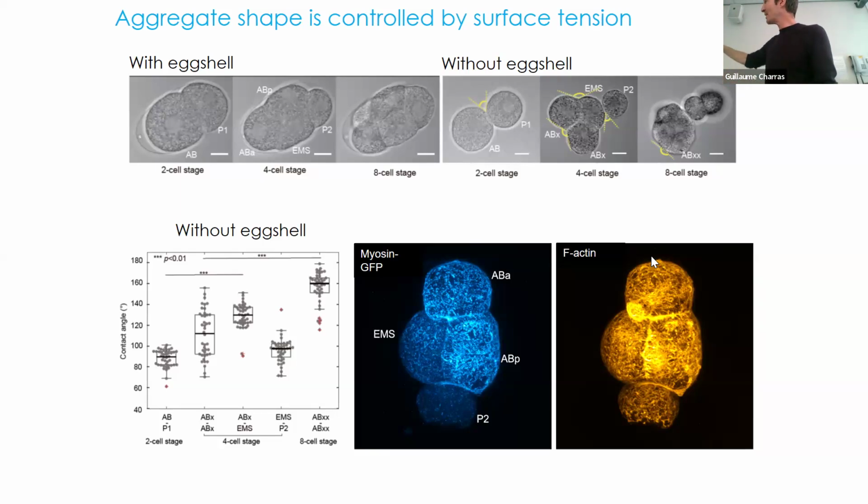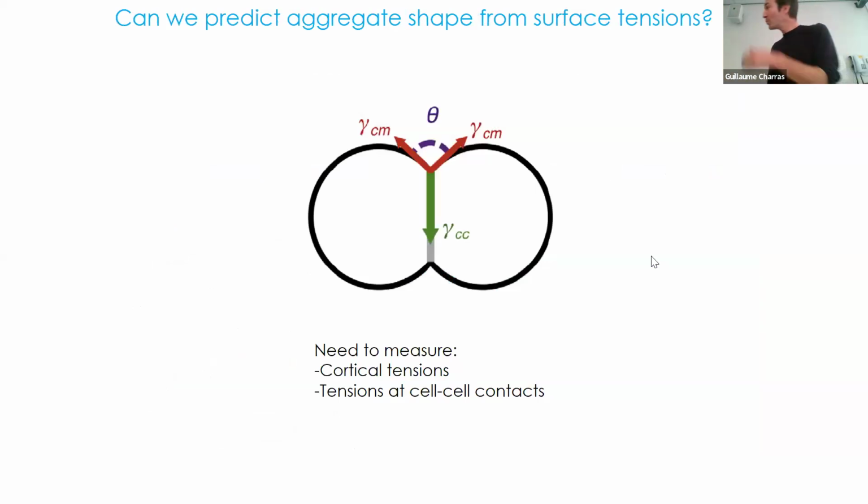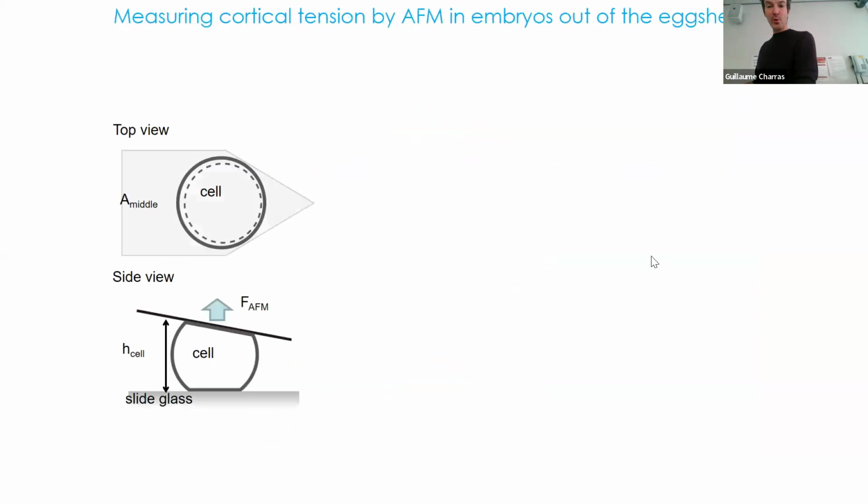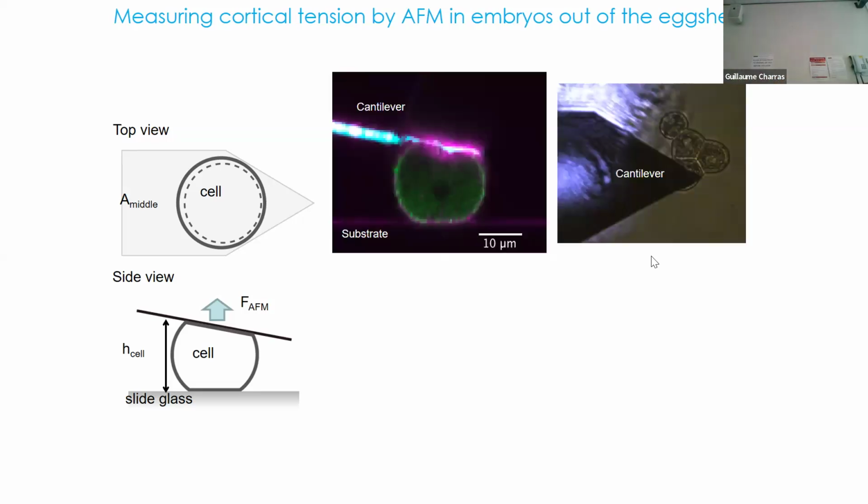So essentially, we set off from there and decided to see what we could do in terms of mechanics. To understand the arrangement of the embryo, we need to measure the cortical tensions and the tension at cell-cell contacts. For cortical tensions, we use atomic force microscopy. Essentially, we bring a microfabricated cantilever on top of a cell and measure the force that we apply for a certain deformation. That's why I'm in the Center for Nanotechnology. This is what it looks like in profile: the cantilever, the cell, and the substrate. And from above, you've got the cantilever, the cell, and here the rest of the embryo.